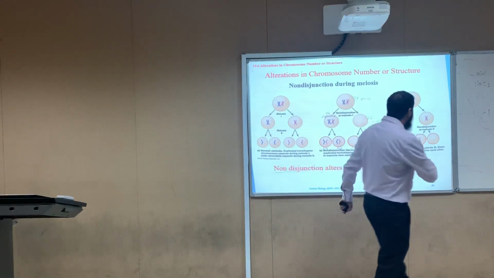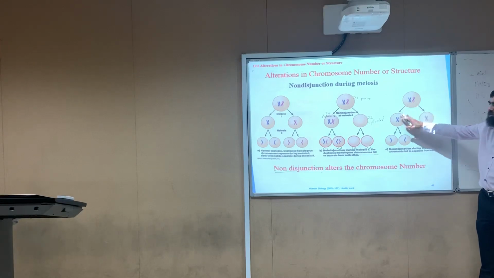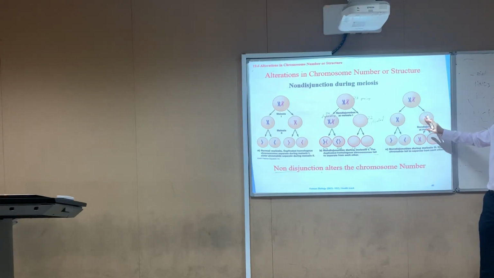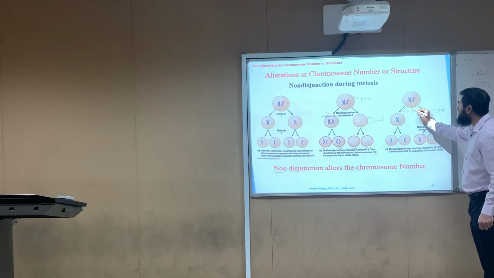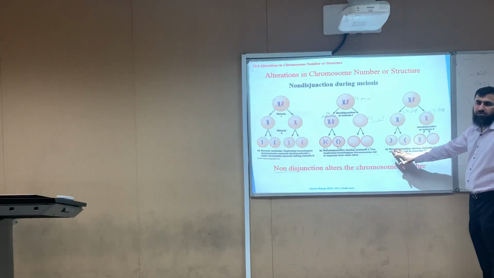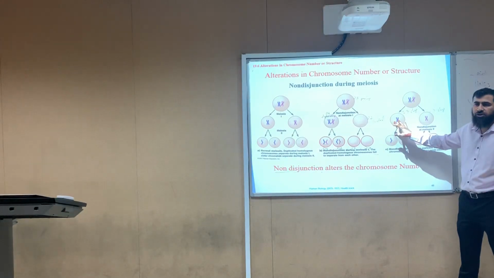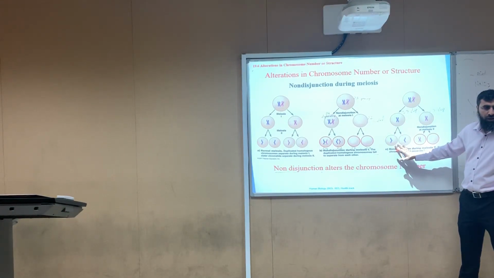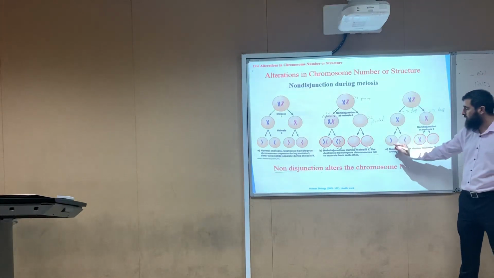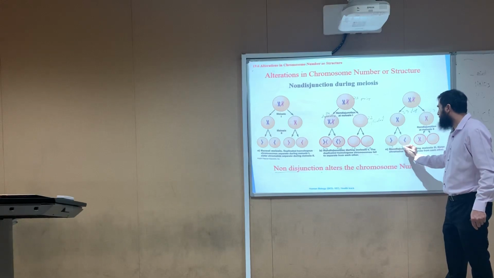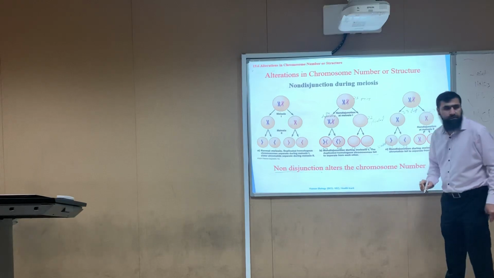Now, we can have non-disjunction happen in meiosis 2. So you get normal separation of the homologous chromosomes, and you end up with 23 duplicated and 23 duplicated. So one of the cells separates normally. You get the separation of the sister chromatids, so what do you get? 23 unduplicated.